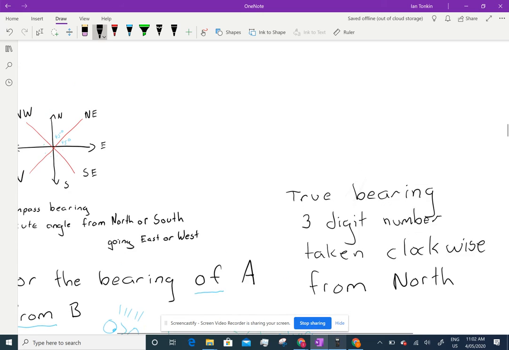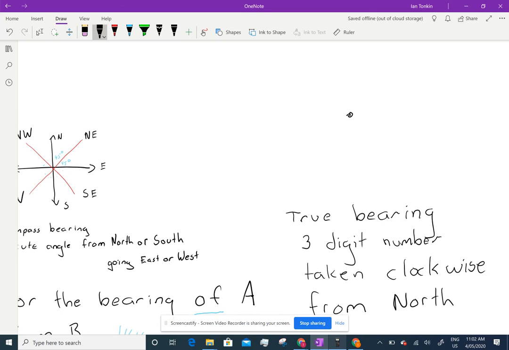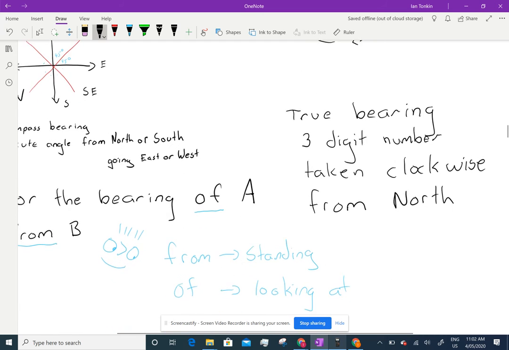So whenever you do this, you draw your north, and clockwise just means this direction, the way the hands of a clock go. So you're always going to go that way. So let's go and have a look at this.